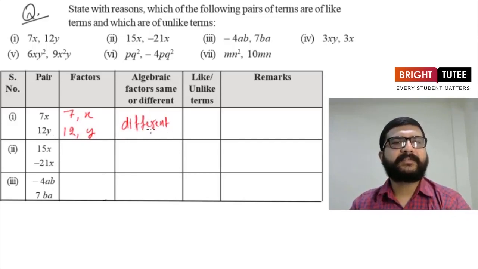So in this column we write different, and then we have to tell whether the terms are like terms or unlike terms. As we can see, their algebraic factors are different, so the terms are unlike terms. And for remarks we can write algebraic factors or variables in terms are different.